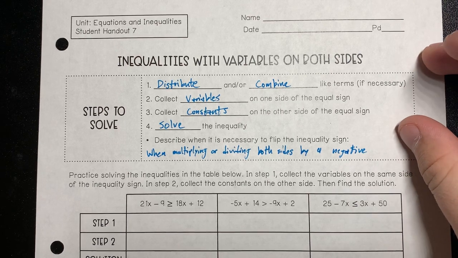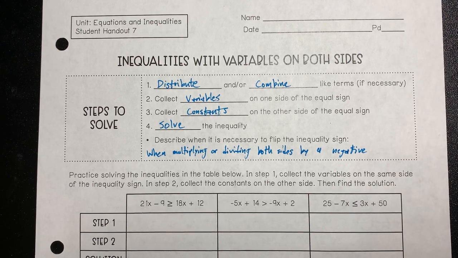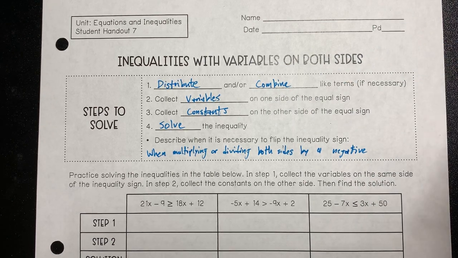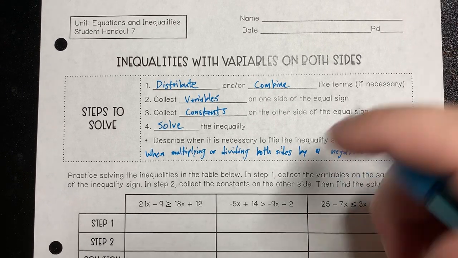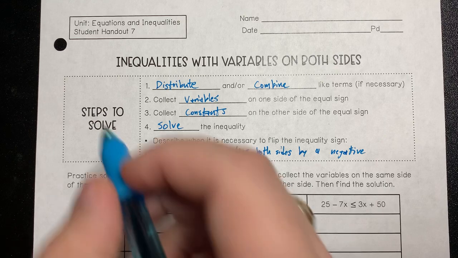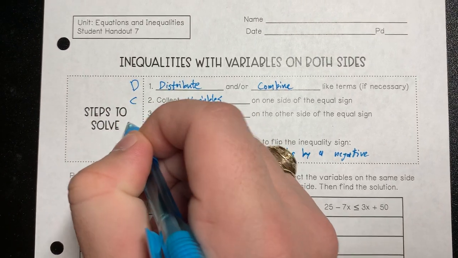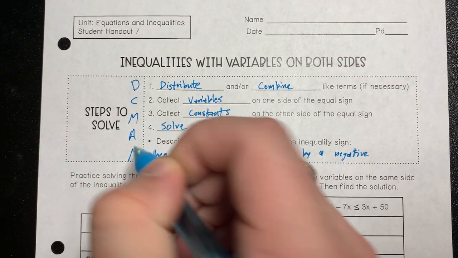All right, so just like in my last video when we worked with inequalities, we're going to be doing the same thing, but now we're going to have variables on both sides of the inequality. And so first off, we need to go over our steps to solve. Well, it's the same thing that we've been going over. It's our "don't call me after midnight," right?